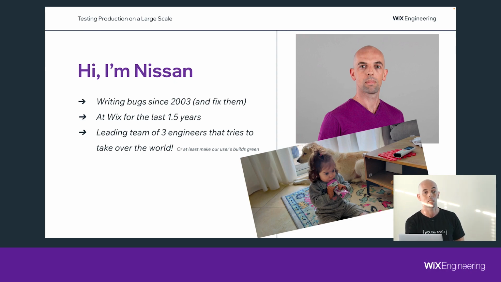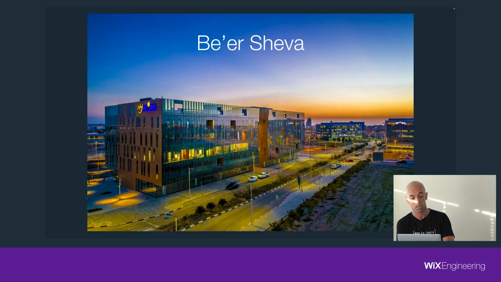So a bit about me. As I said, my name is Nissan. I'm 34 years old, proud father of those two little four-legged girls in the picture. I've been writing bugs since 2003, also trying to fix them, not always succeeding. I'm at Wix for the last year and a half as a team leader of three very skilled engineers that are trying to take over the world, or at least to make our users, the developers around Wix, their builds a little bit greener. And by the way, we're here all the way from sunny Beersheba, in the south.